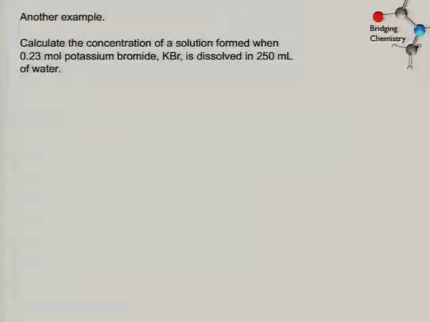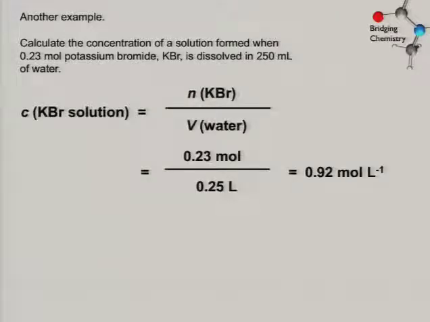Okay, here's another one. Calculate the concentration of a solution formed when 0.23 moles of potassium bromide is dissolved in 250 millilitres of water. Potassium bromide divided by the volume of water in litres. So you can't put in 250 there, you have to put 0.25. You have to be okay with converting millilitres to litres, just like converting grams to kilograms. Yeah? And so in this case, the concentration will be 0.92 moles per litre.